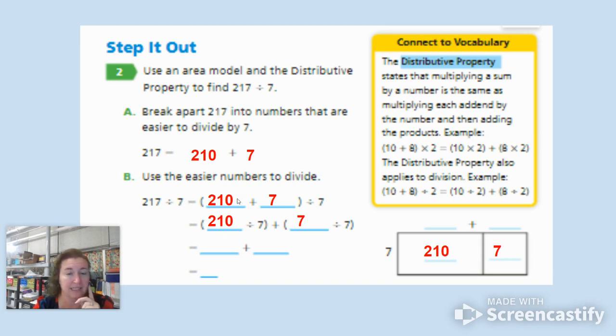217 divided by 7 is the same thing as 210 plus 7 divided by 7. And we broke that into 2 smaller division problems. 210 divided by 7, that's going to be this box. And 7 divided by 7, that's going to be this box. Well, 210 divided by 7 is 30, so we put 30 here. 7 divided by 7 is 1, so we put 1 here. And then we just add those 2 partial quotients together to get our answer, which is 31.